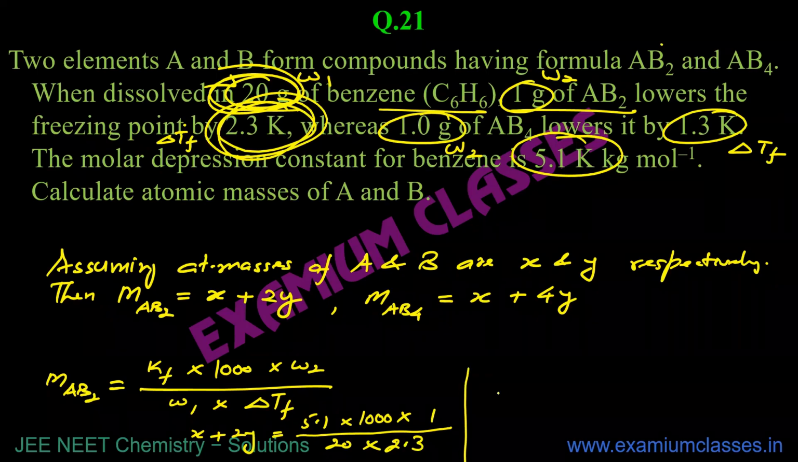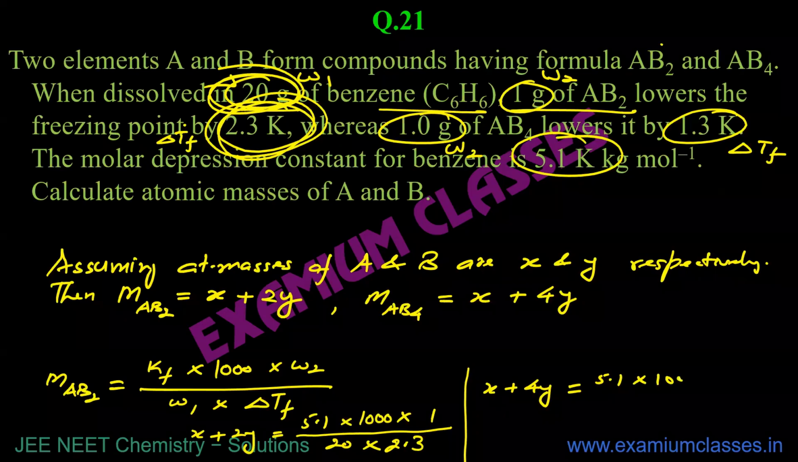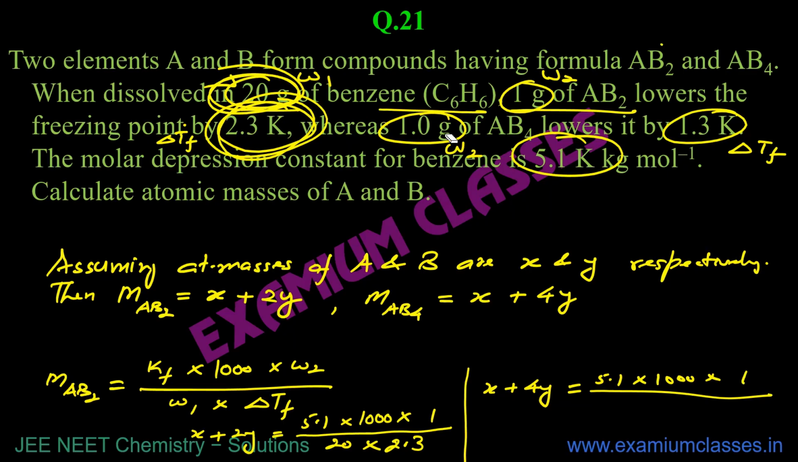Similarly, in second case, it will be MAB4, it will be KF into 1000 into W2 divided by W1 into delta TF in this case. So same thing I will be doing here. I will say X plus 4Y. Now this is the molar mass, into KF 5.1 into 1000 into W2. W2 is again 1, sorry, not 5, it is 1.